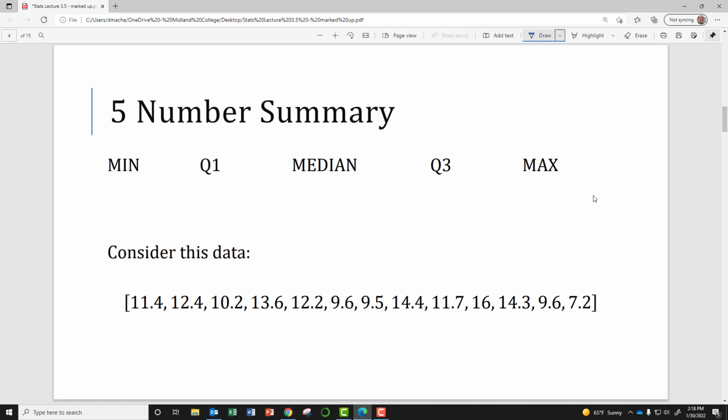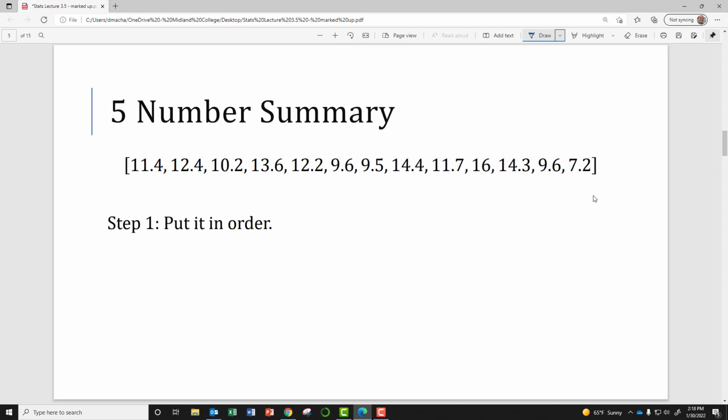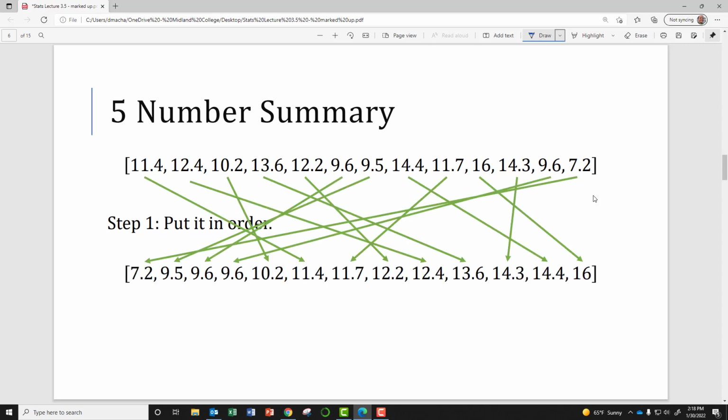So let's consider this data set in our discussion of the 5-number summary, and we'll show you how to get these 5 numbers from it. Step number 1 would be to take this data set up here and put it in order from least to greatest. This is what it looks like when we place each part of our data set in order from least to greatest. It takes some time to do this, but at least it's already done for me.